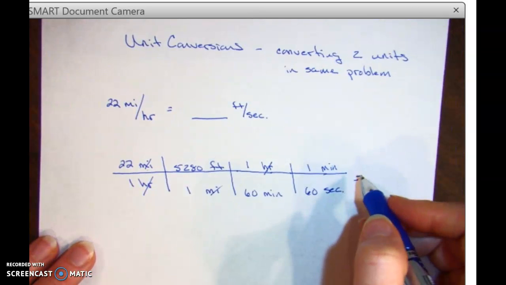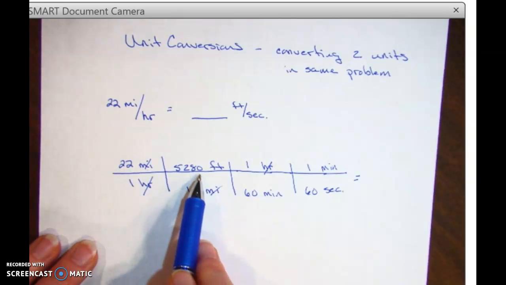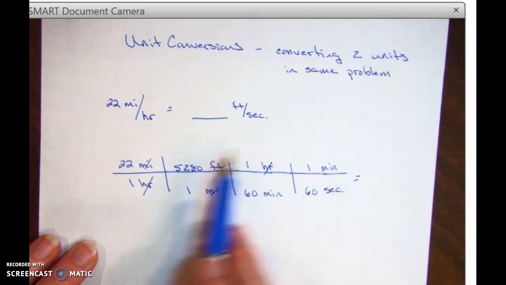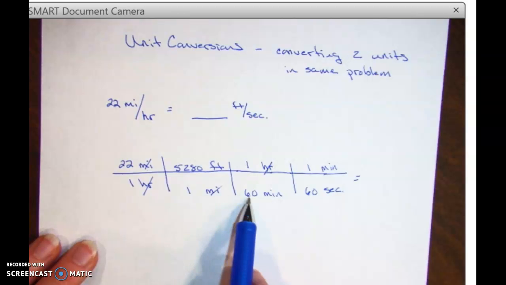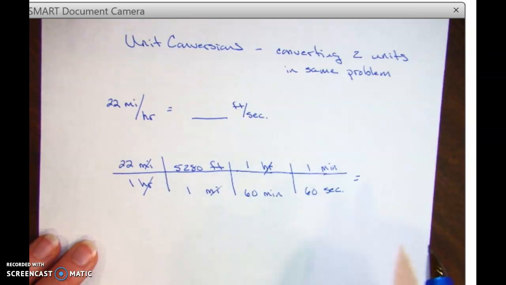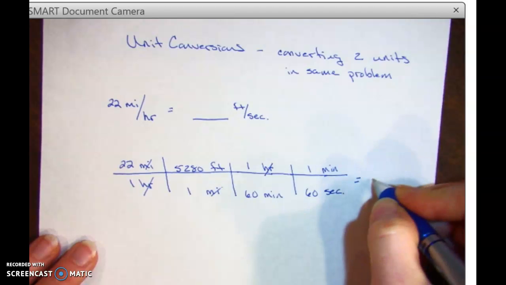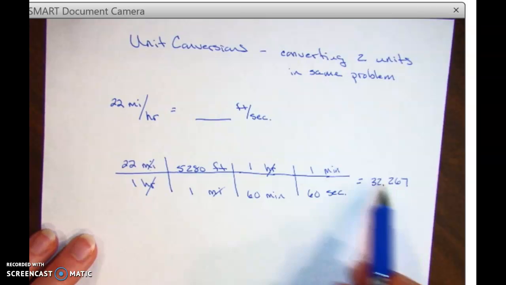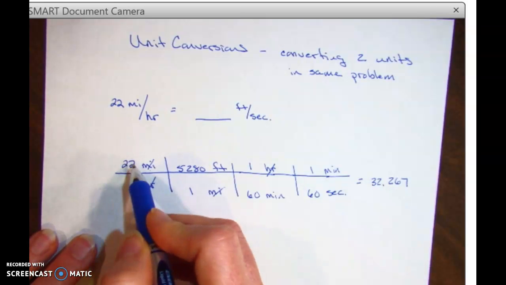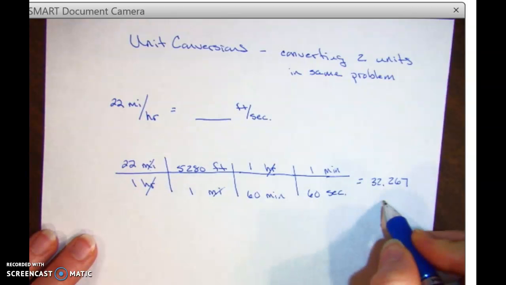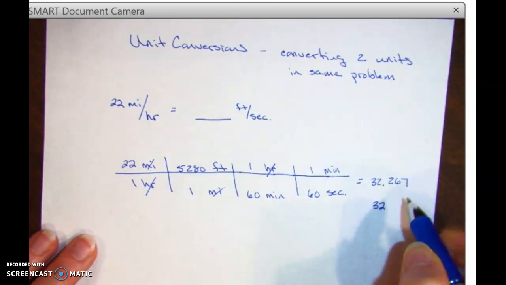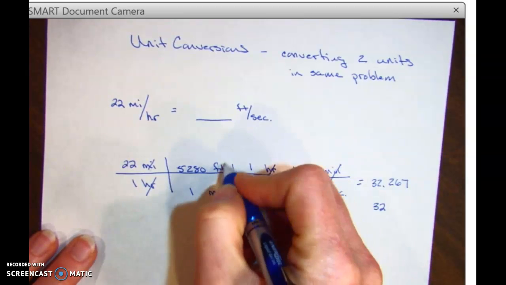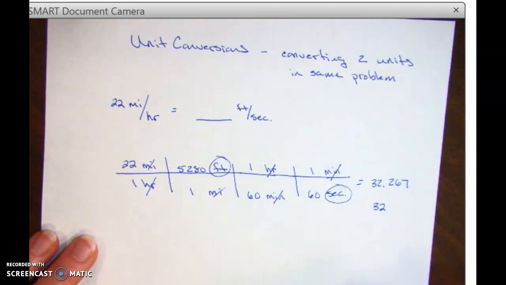So now you put these numbers in your calculator. 22 times 5,280 times 1 equals, and then divided by 60 and divided by 60. Calculator should give you 32.267. Now we look for the correct number of significant figures. You go back to your starting number, which was 22. There's 2 sig figs, so the final answer here is 32. Our units, if you notice, these are going to cancel, those are going to cancel. We're left with feet per second.